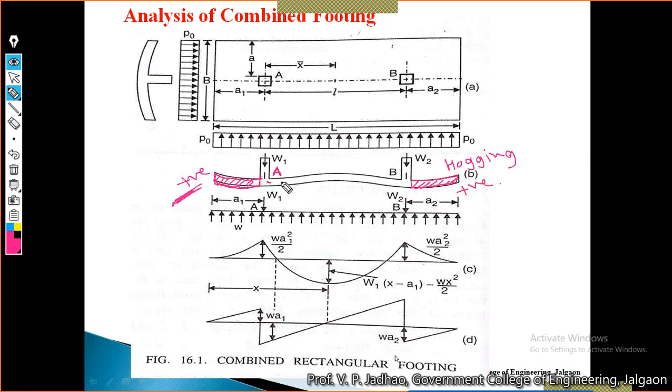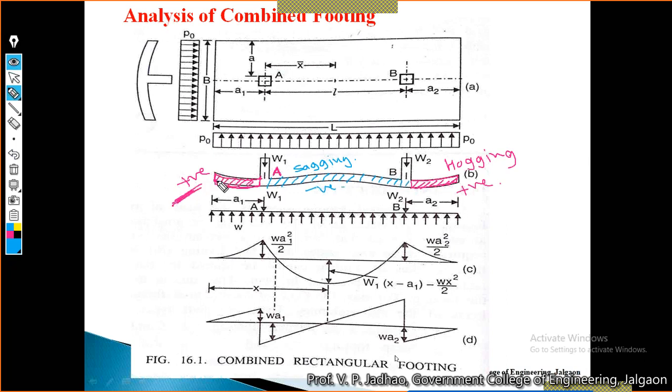Whereas if you see this particular region between column A and B, let us consider some different color. Between these columns A and B, you can see that this particular region is bent like a sagging portion. Therefore, whatever bending moment is developed here will be a negative bending moment.